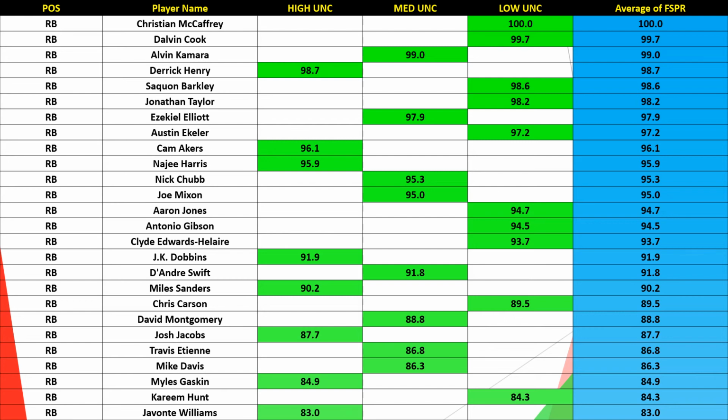And you can look through here. Well, they really like Najee Harris, but high uncertainty here. So think about your picking there and using this as a way to gauge your draft capital. So you can go through here.